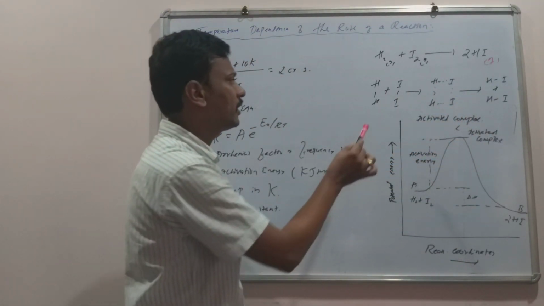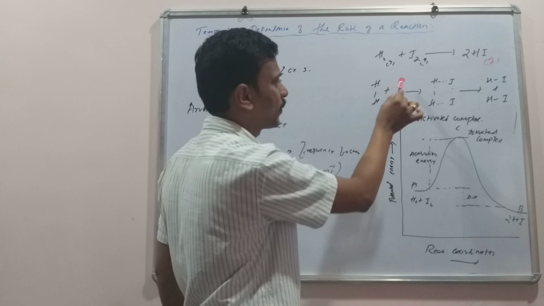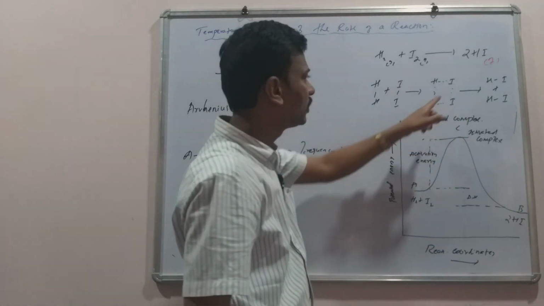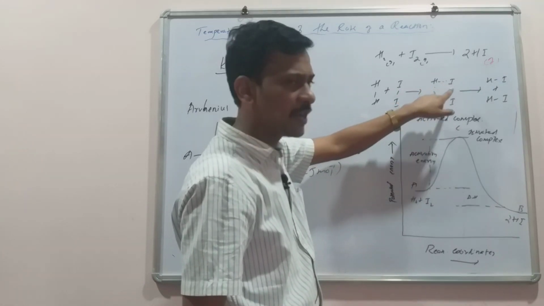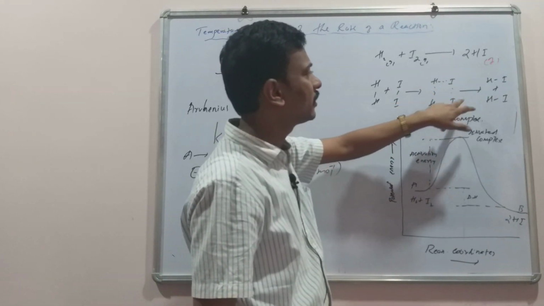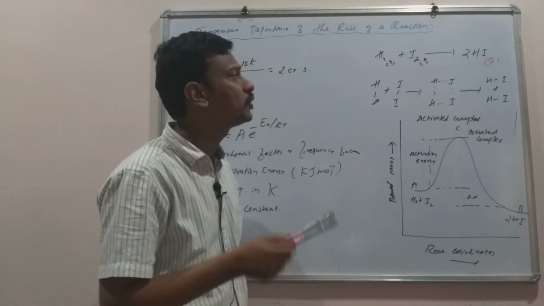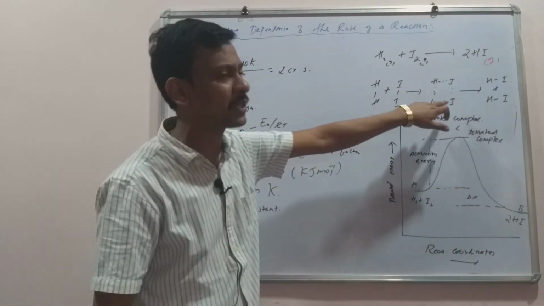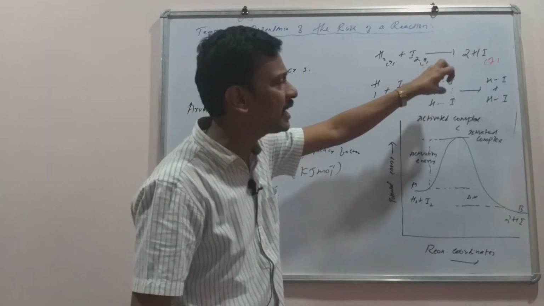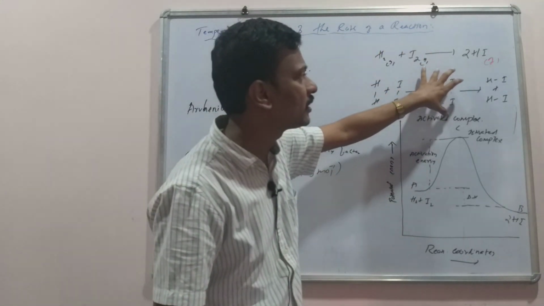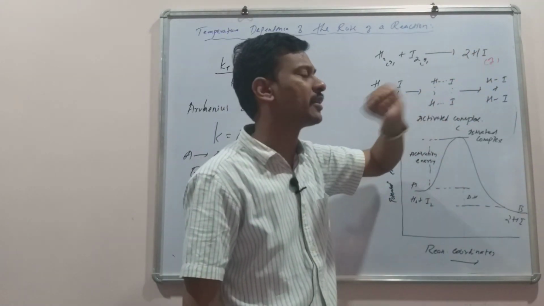That can be given here: H2 plus I2, when they collide, give the intermediate complex compound, and then there is a final product. The energy required to form this intermediate complex, that is the activated complex, is called the activation energy. What do you call this one? This is called the activation energy.